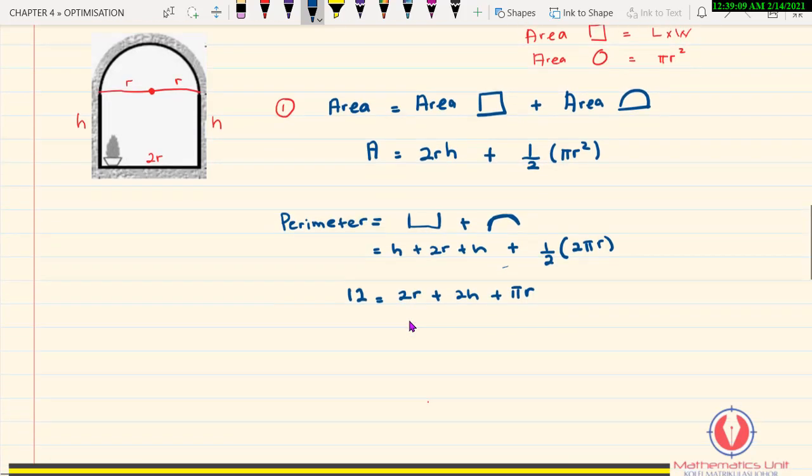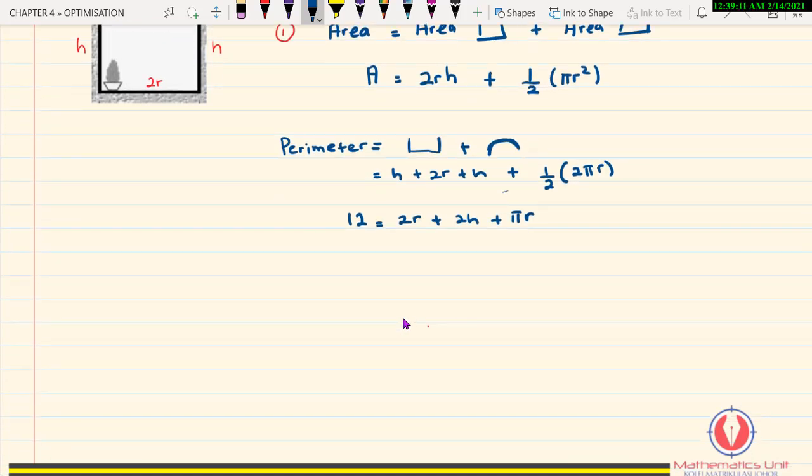Okay. Now you can go ahead and simplify this. Maybe you can take 2h as the subject here, so that would be 12 minus 2r minus pi r. This one you can plug into the area equation. We can go ahead to step number 2.